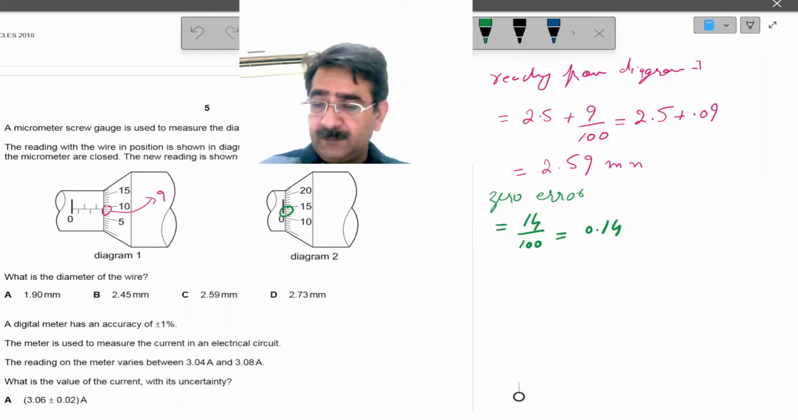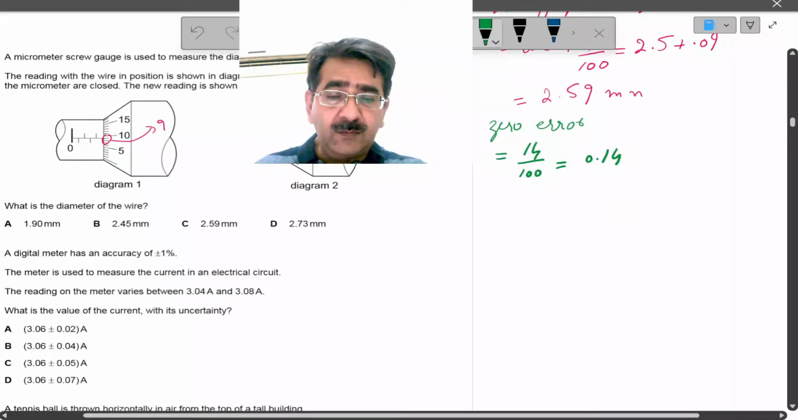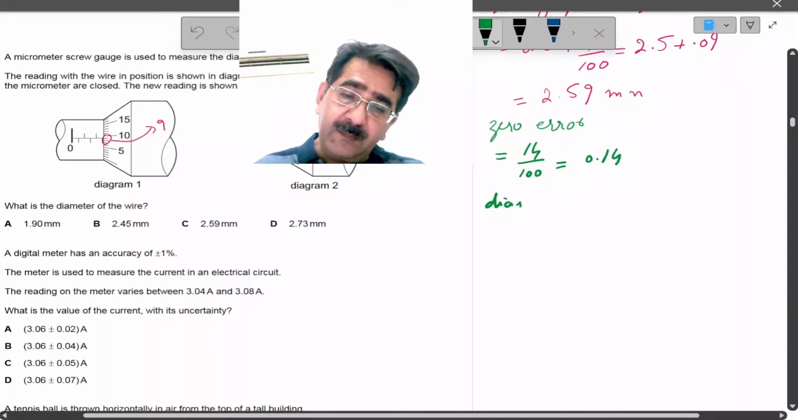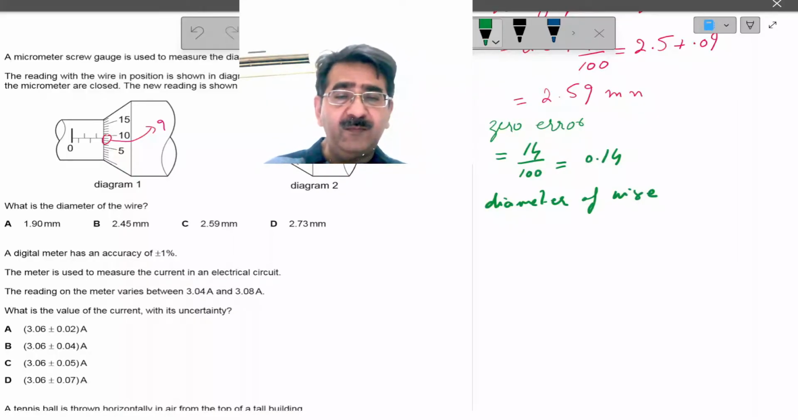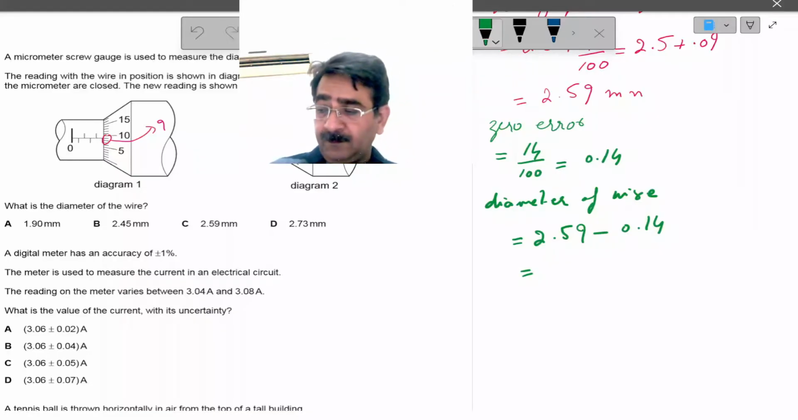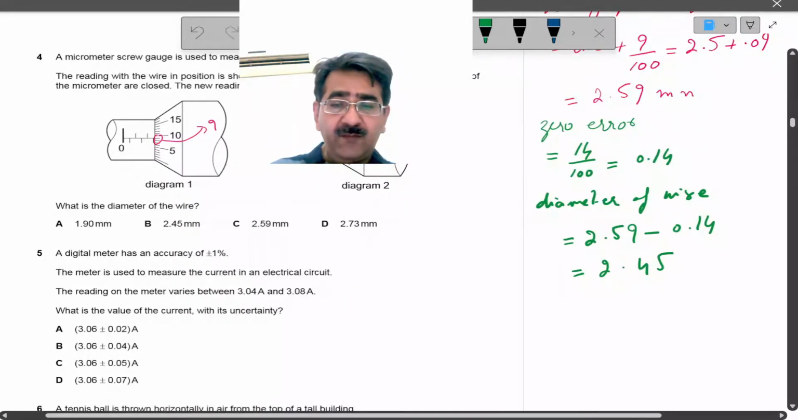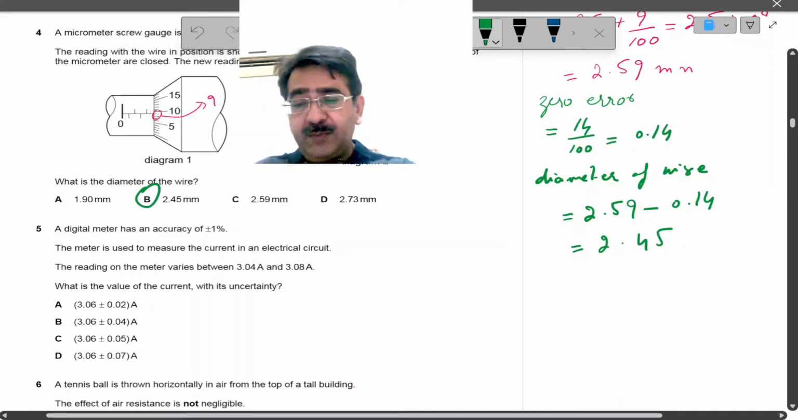So the diameter of the wire will be, we must subtract the zero error, so that will be 2.59 minus 0.14, and that will become 2.45. And 2.45, that is B.